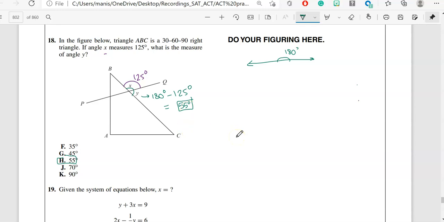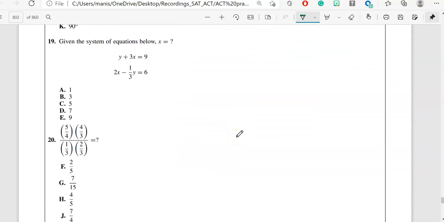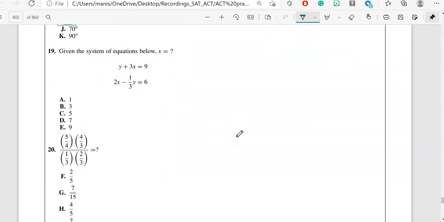So let's look at now question number 19. Given the system of equations below, x is equal to what? This is an example of a system of equations. What I can do from this first equation is use my substitution method. To make it equal to y, I will subtract 3x from both sides. So this will be cancelled out. Y is equal to 9 minus 3x.